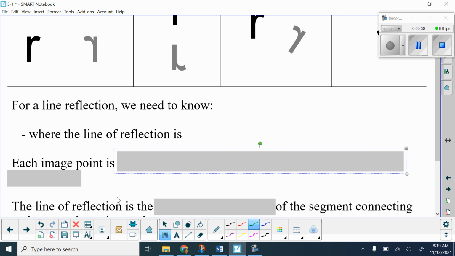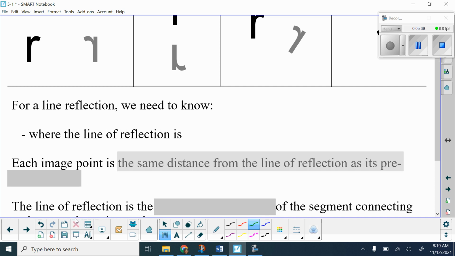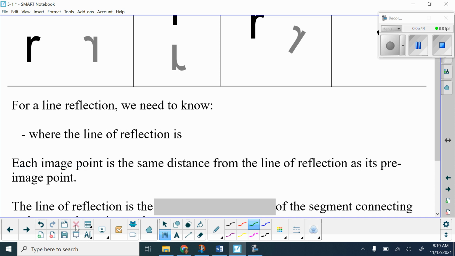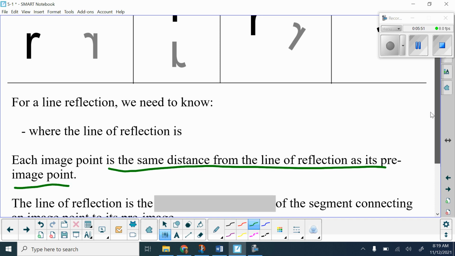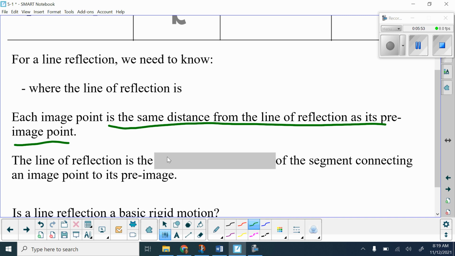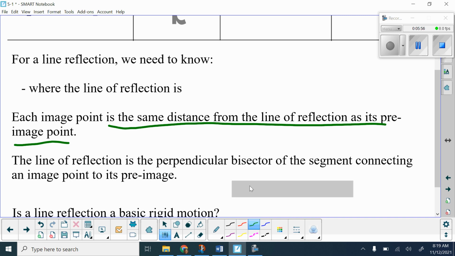We need to know each image point is the same distance from the line of reflection as its pre-image point. So they're equidistant from that line of reflection. And then we also need to know the line of reflection is the perpendicular bisector of the segment connecting an image point and its pre-image. Wow, we've heard of that before, right? The perpendicular bisector, we've talked about that a lot.